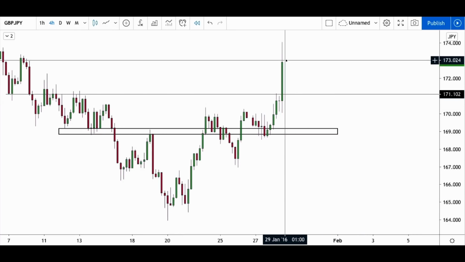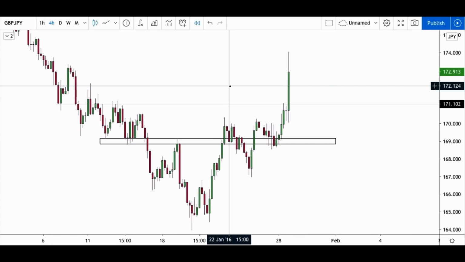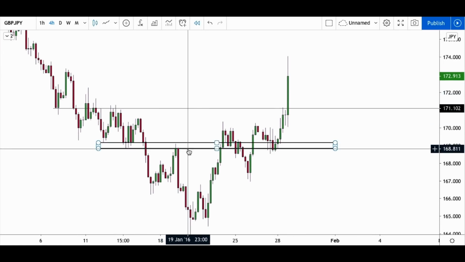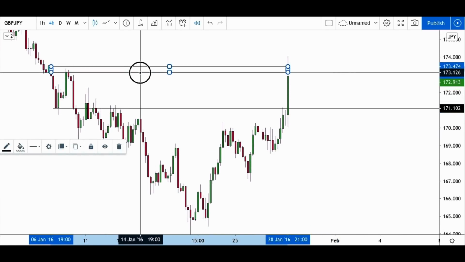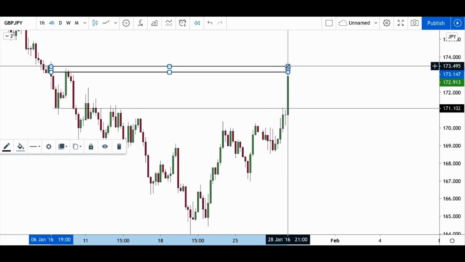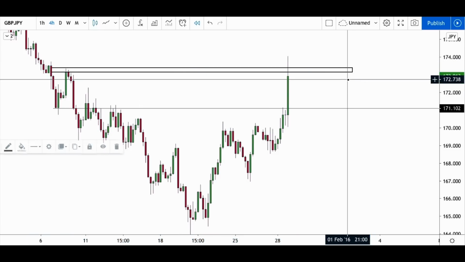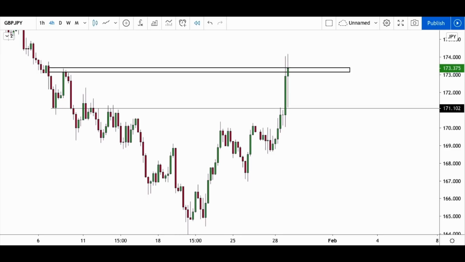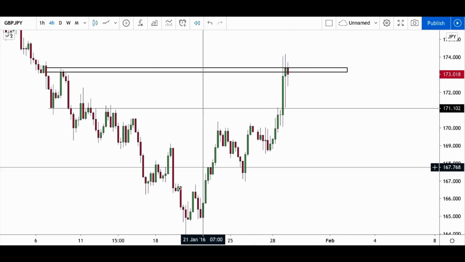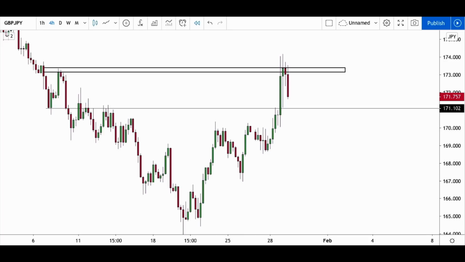Are we going to break above? Okay, so we broke above 171.100, and we could see that there is this level of resistance, which could play a crucial role in the coming price action movements. Okay, so let's see what happens. And as you guys can see, it is acting as a level of resistance, and we have that drop.